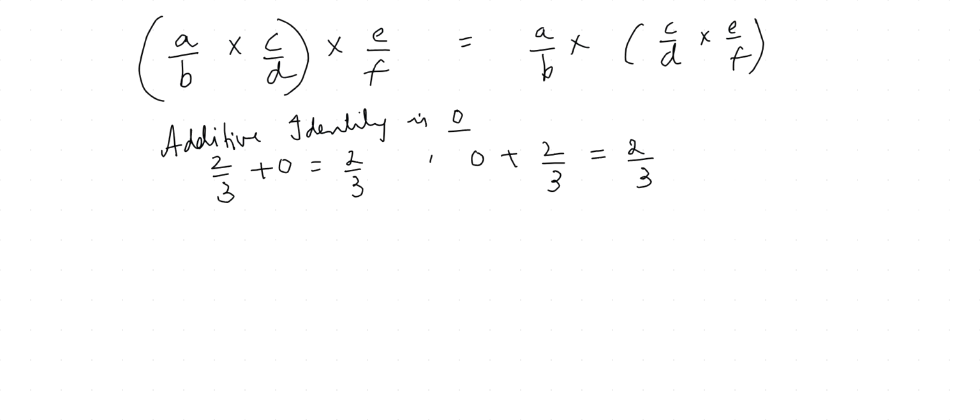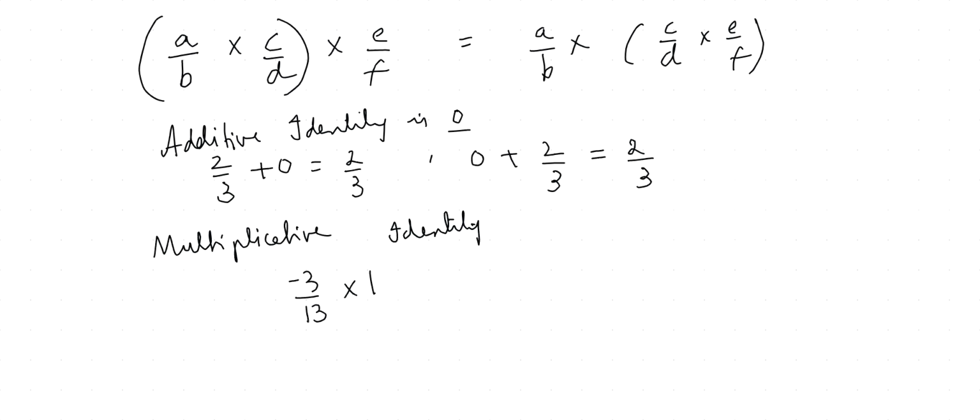And in multiplication, it is 1. We have discussed this. So the multiplicative identity will be 1. Let's say minus 3 over 13 into 1. I'll get the same number back, regardless of the order in which I multiply. Minus 3 over 13, I'm still going to get back the original number. So 1 acts like a mirror in multiplication.